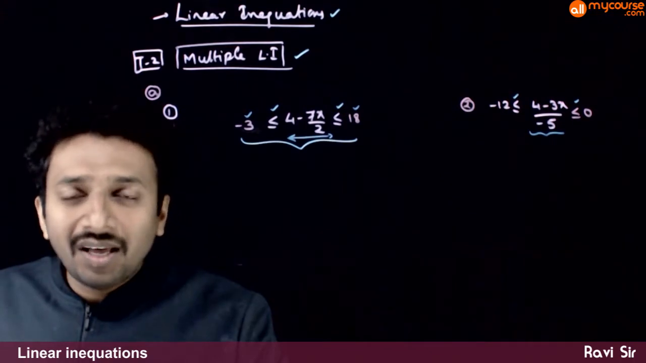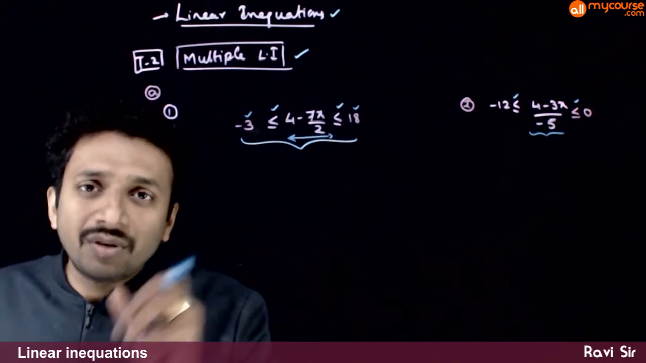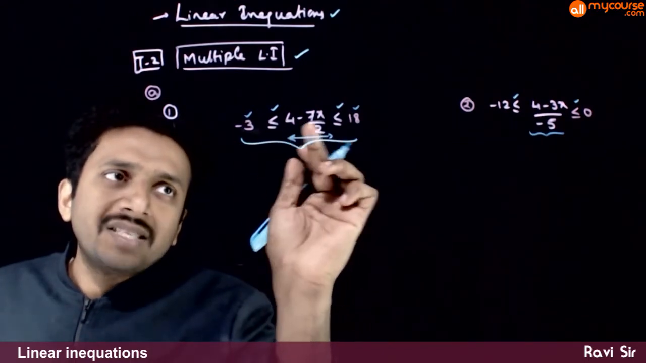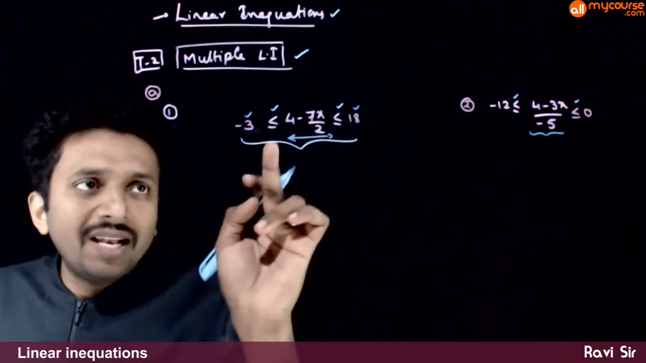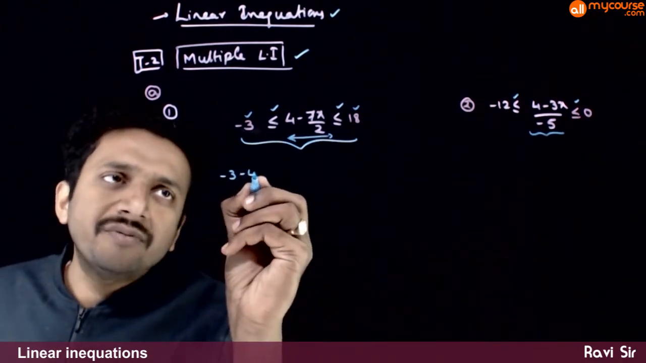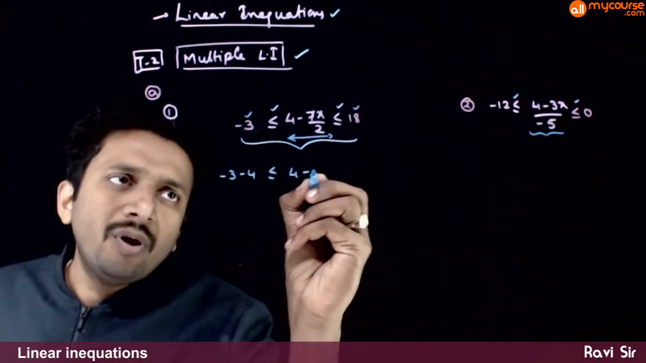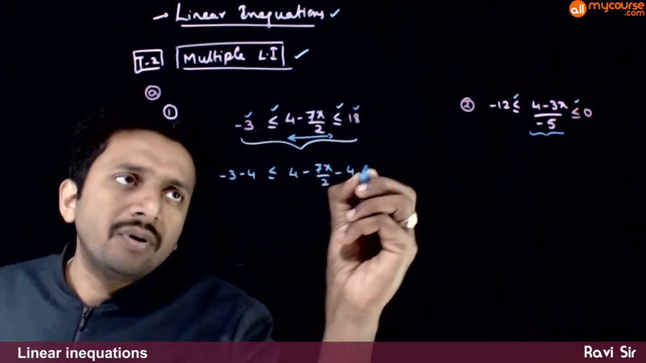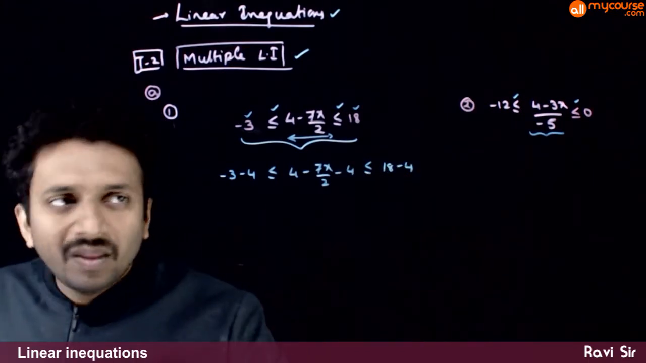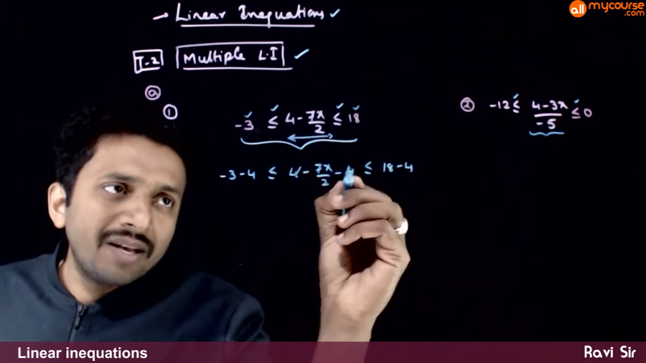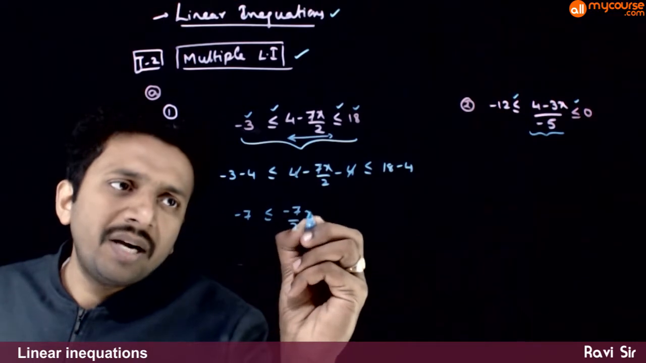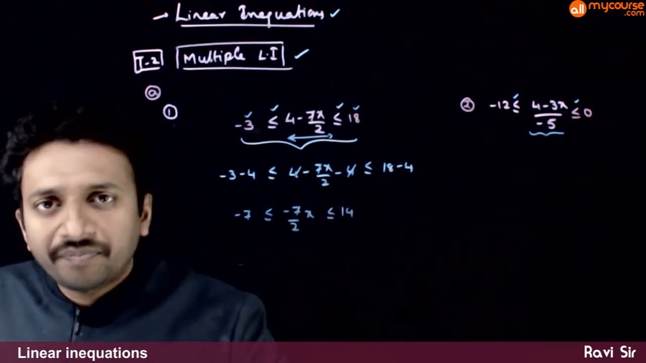So what I do is, again, I'll use the concept of linear inequations. I'll use the 4 rules. So first, you have 4 minus 7x by 2 lying between minus 3 and 18. So I'll subtract 4 uniformly on all sides. So minus 3 minus 4 is less than or equal to 4 minus 7x by 2 minus 4 is less than or equal to 18 minus 4. So in the middle portion 4 and minus 4 get cancelled. So minus 7 less than or equal to minus 7 by 2 into x less than or equal to 14.